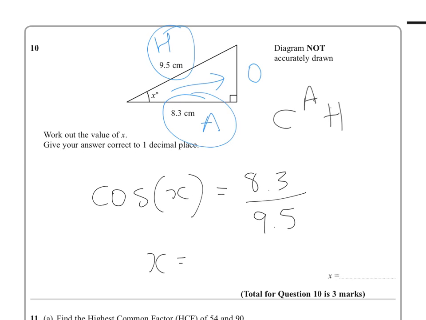X equals, well, to inverse the cosine function, shift cosine on the calculator. That gives you the angle, which is 29.1 to 1 decimal place.